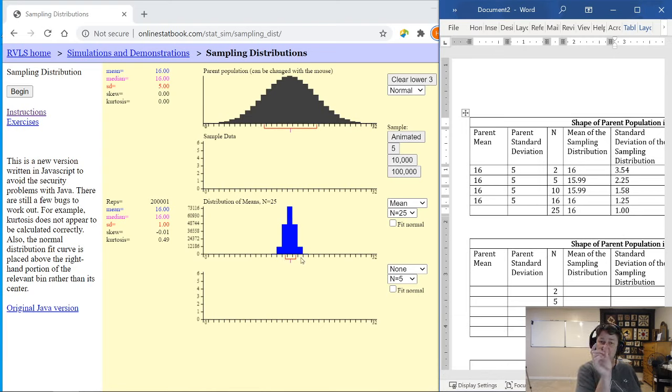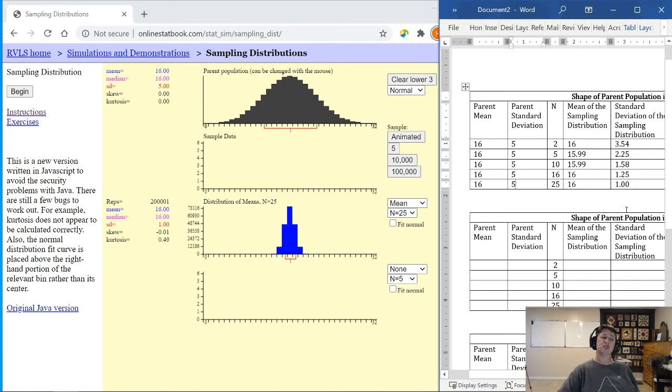So that data is getting closer and closer. The sample means are right in this tiny little distribution. They're not very spread out at all. And my parent mean and standard deviation is still there at 5. So when my population was normal, notice that as my sample size increased, the mean of the distribution stayed right about 16. But look at the standard deviation of this sampling distribution. As my sample size increased, that standard deviation got smaller.